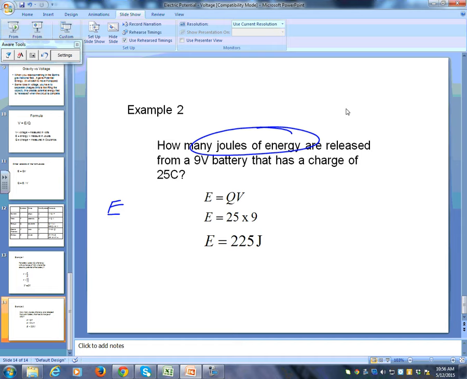Okay, thank you. So I'm solving for E. It's Q times V. Which one is Q? 9-volt battery. That's my V. Charge of 25 coulombs. So you would write V equals 9, Q equals 25. Solve for E. 25 times 9, 225 joules. Make sure you've got units.